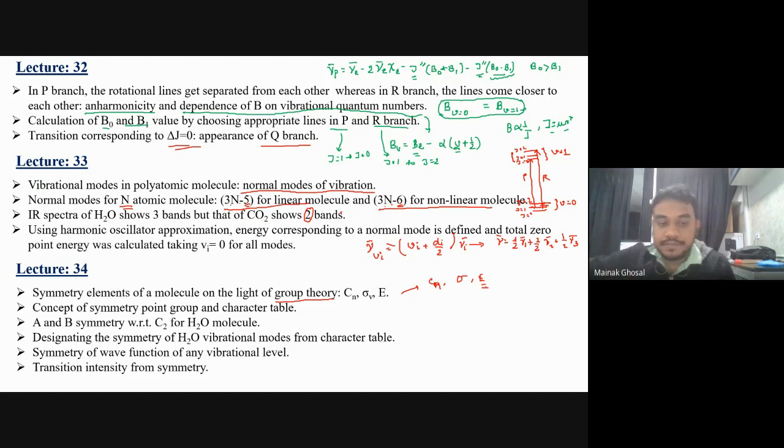Then there was a discussion on the concept of point group and character table.